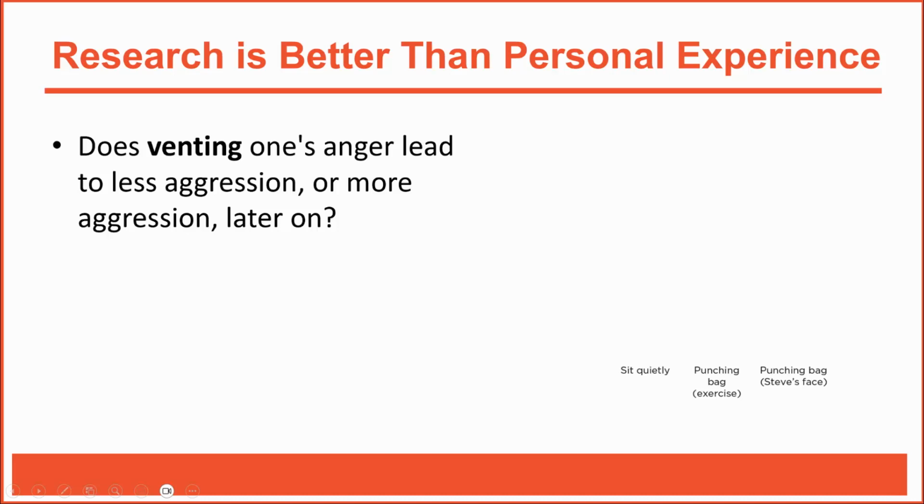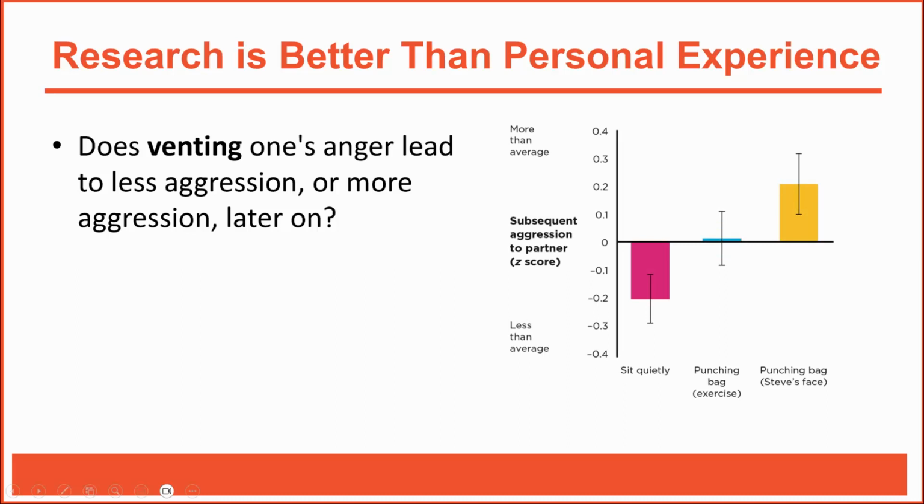Then the participants were given a chance to get back at Steve because they were asked to play a quiz game with him. And during that game, they had an opportunity to blast him with loud noise. So the question is, which group was most aggressive towards Steve? If the catharsis hypothesis has any credibility, the group who imagined punching Steve's face would be the least aggressive. And the group who sat silently would be most aggressive because they were never given an opportunity to vent their anger.